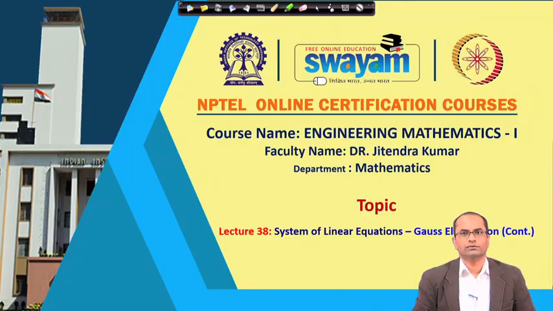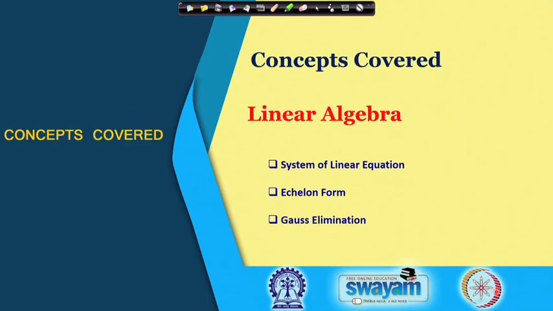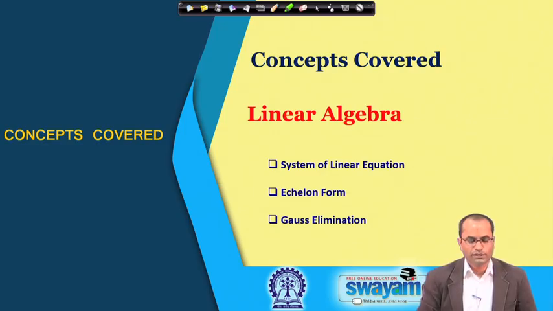Welcome back. So, this is lecture number 38 on system of linear equations, and we will continue our discussion on this Gauss elimination technique, which was introduced in the previous lecture. Today we will go for a more general case where we will see this echelon form, a very important reduced form where we can identify the consistency of the solution or the system of equations.